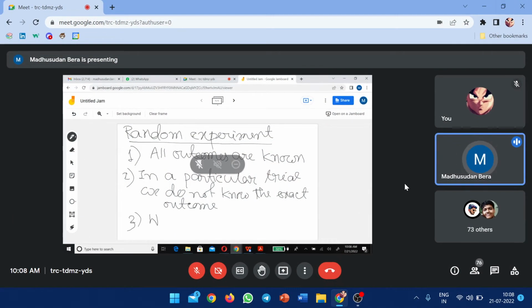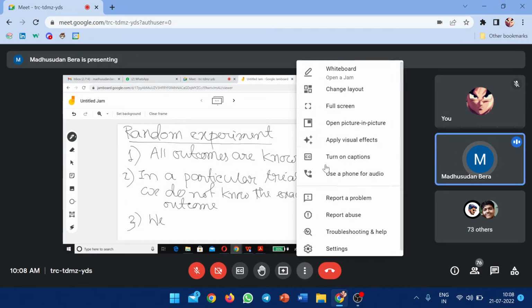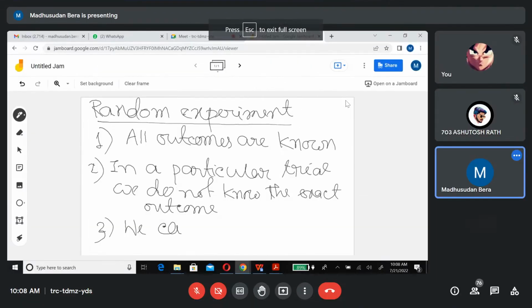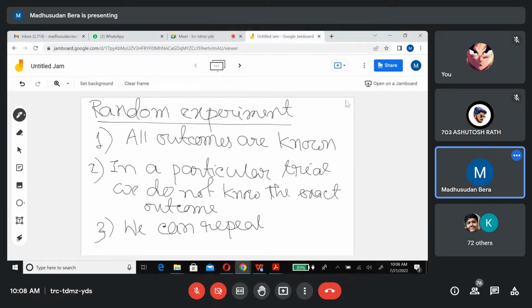We can repeat the experiment as many times as we wish.